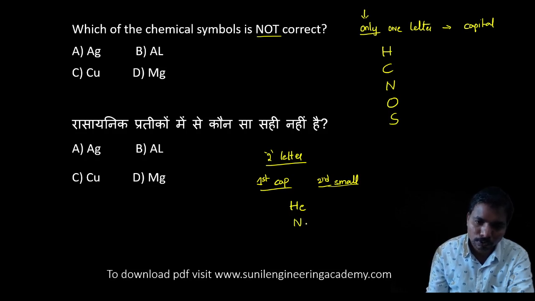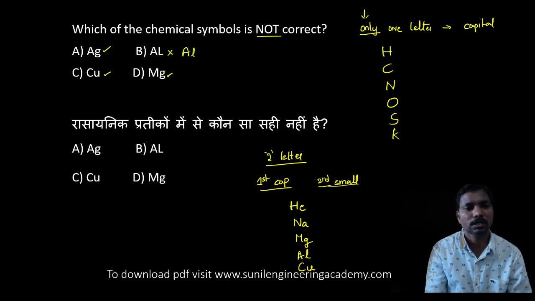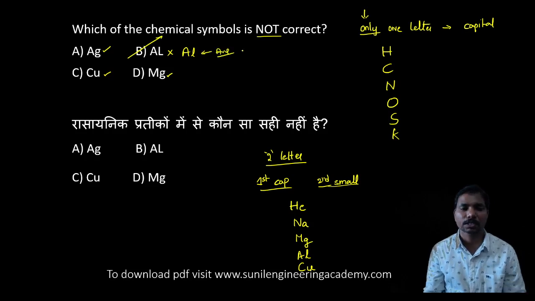And after that, we have sodium, magnesium, and potassium is the single letter, and aluminium, Al. Copper, capital C, small u, like that. So here Ag, A capital, G small, correct. C capital, U small, correct. M capital, G small, correct. But here both are in capital, no. So we have to represent A capital, L small. So the answer is option B. Option B is the answer, which is not correct, they are asking.